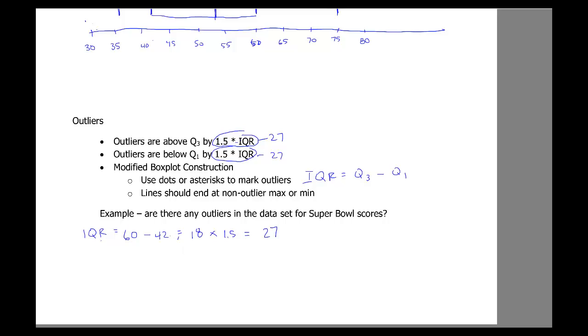So now we can find out if there's outliers. We're going to do quartile 3 plus 1.5 IQR. Quartile 3 was 60, and we just determined that 1.5 times IQR is 27. That gives us a value of 87. Now, none of the values in our list were higher than that, so there are no outliers on the high end.